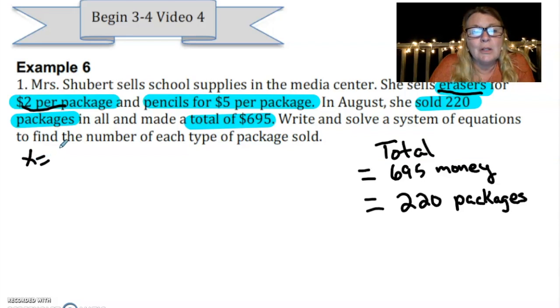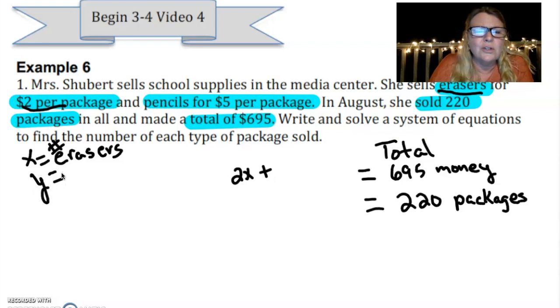So in this case, since I'm going to use X and Y, I'm going to say my erasers are my X values. So it's the number of erasers. So if I sell them for $2 a piece, then I would take 2X. That's how much money I get for erasers. And then I want to add to it how much money I get for pencils. So I'm going to let Y be my pencils. Of course, you could let P be pencils, but just for the fact that sometimes we need to graph these on a coordinate plane, I'm using the letters X and Y. So Y is the number of pencils.